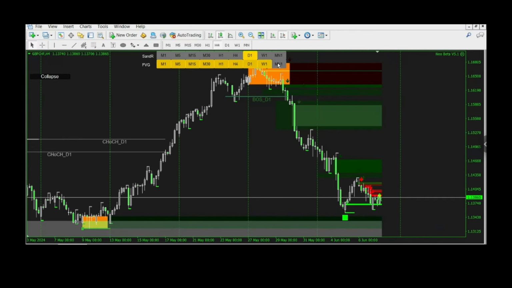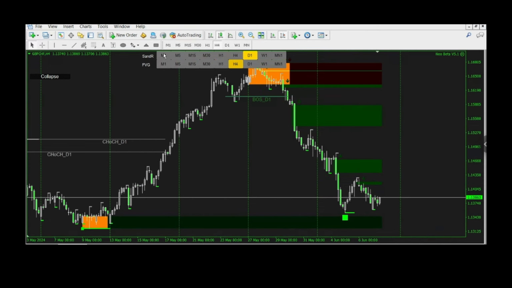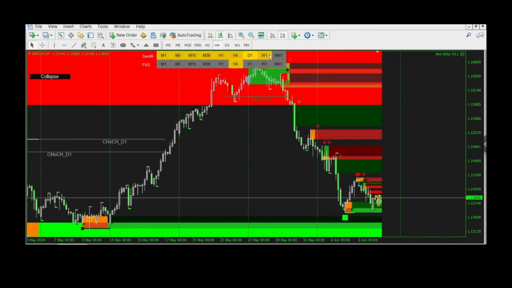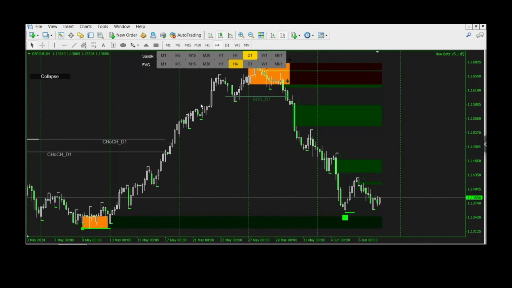As you can see here in the example, I'm just switching on the different time frames for the FVGs, and let's switch these off and keep the other ones back on. And right over here I am switching on the multi-time frame for the support and resistance, as you can see, but you can play with it however you need to.